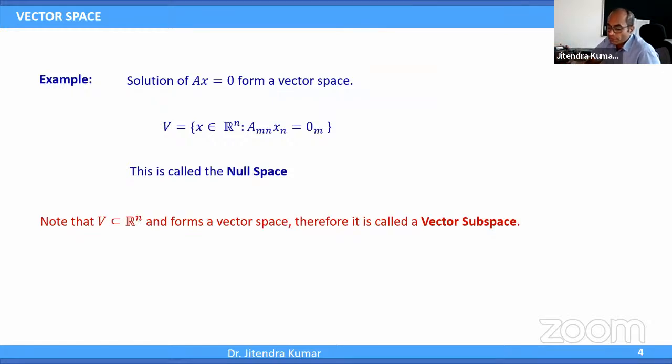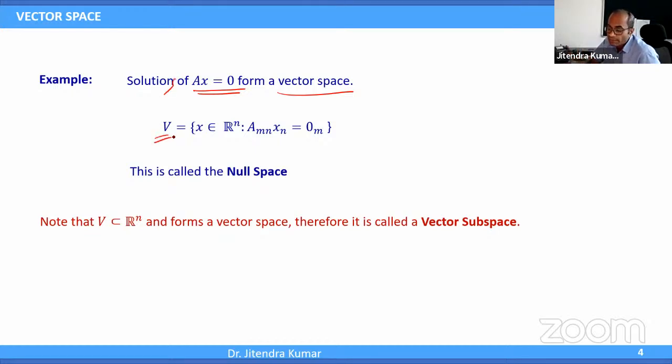Another example, which is a very practical one: the solution of the system of homogeneous equations, that is Ax = 0, forms a vector space. So all the solutions of Ax = 0 form a vector space, the solution set.